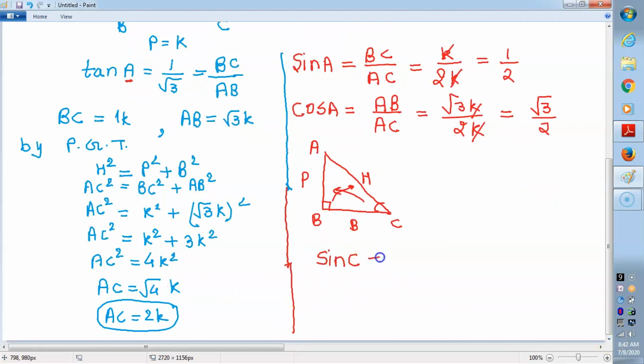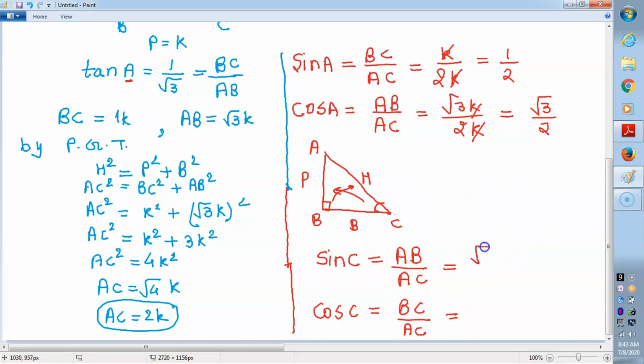Now let's write the relation corresponding to angle C, sin C. Sin C is equal to what? Perpendicular upon hypotenuse. Now which is perpendicular? AB. Hypotenuse will be the same, AC. For cos C, base upon hypotenuse, no? Which is the base corresponding to angle C? BC. And which is the hypotenuse? AC.